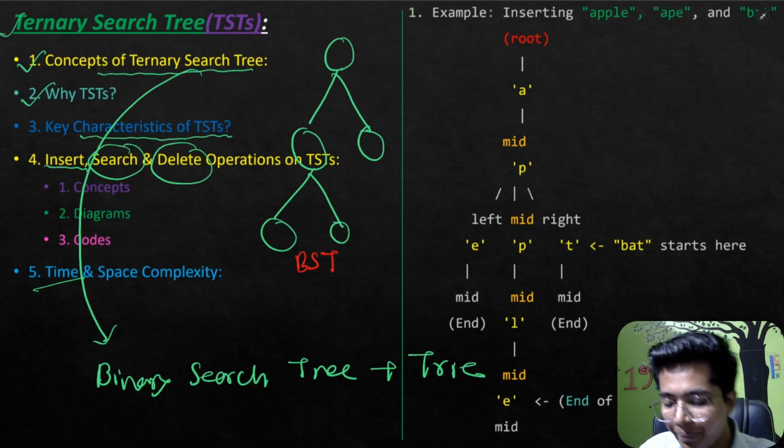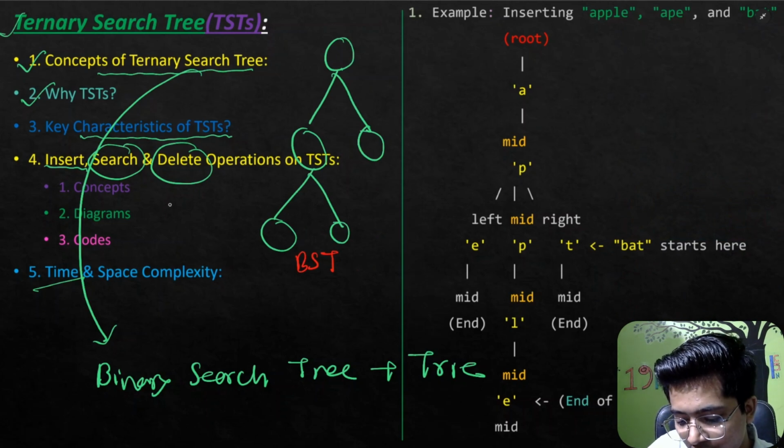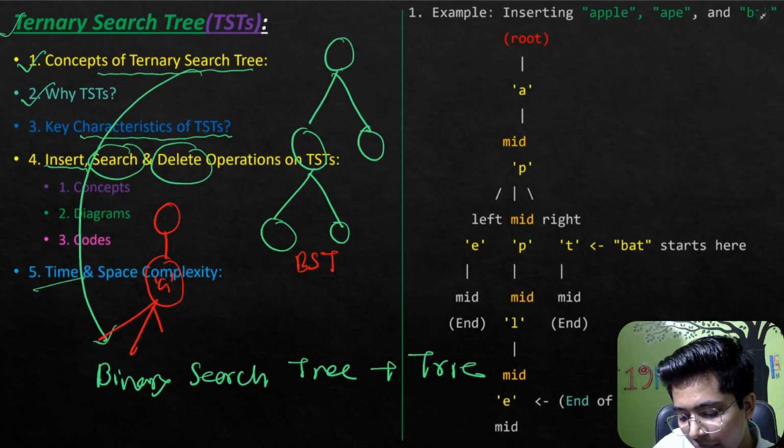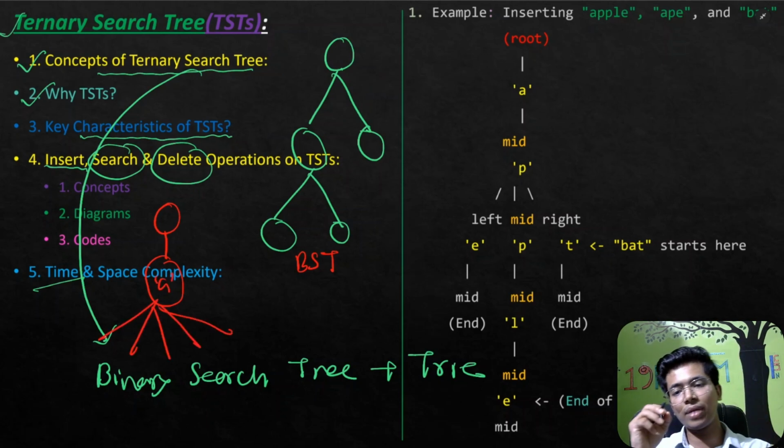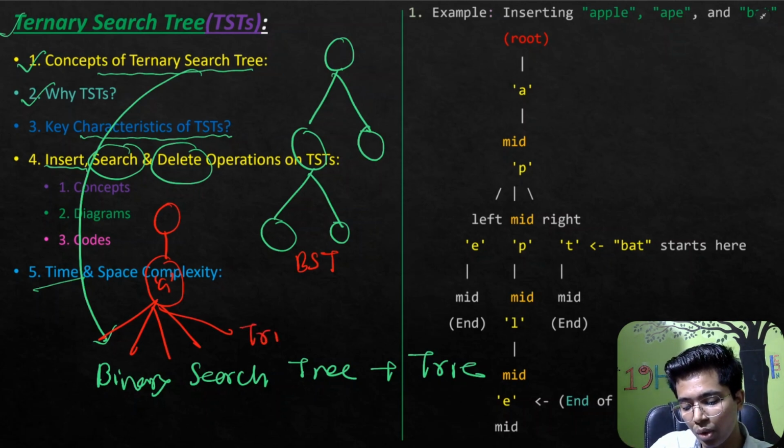Now we are looking at trie. What we have observed in the previous video is that there would be a root node, then there will be a character. Let's say this is A, and now this can have lots of pointers in regular tries.